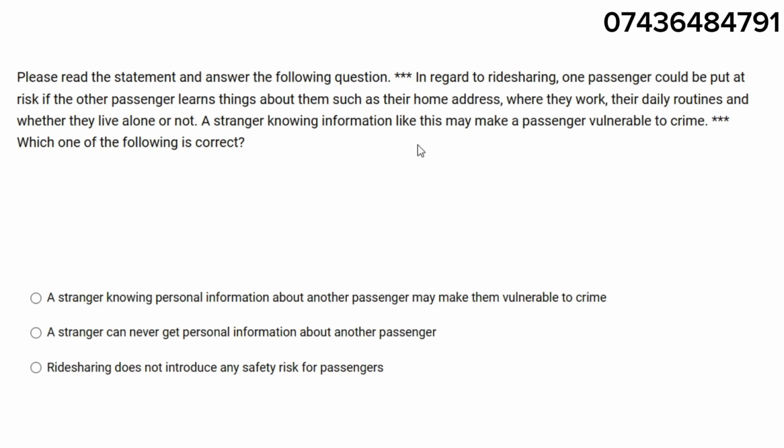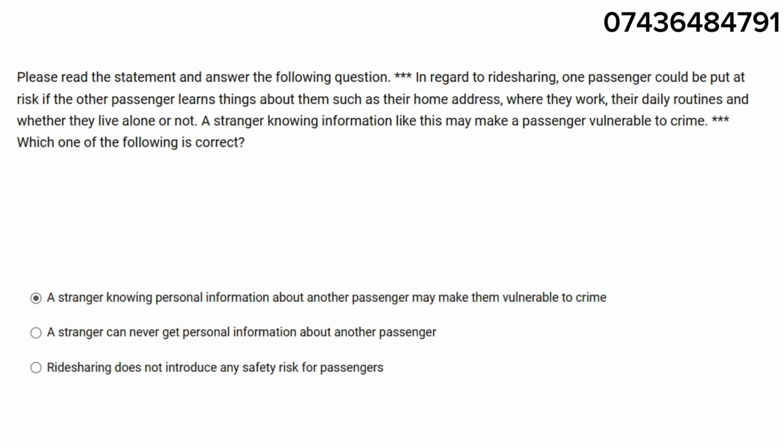So there will be one answer. In regard to ride sharing, one passenger could be put at risk if the other passenger learns things about them, such as their home address, where they work, their daily routines, and whether they live alone or not. A stranger knowing information like this may make a passenger vulnerable to crime. Yeah. So which one of the following is correct? So the answer will be this.